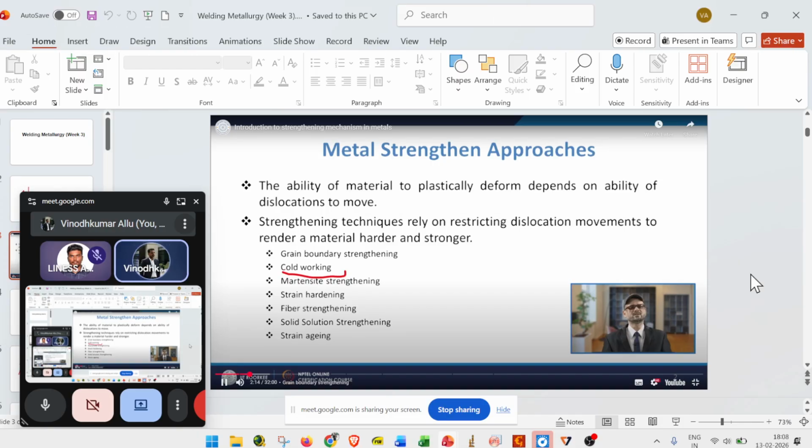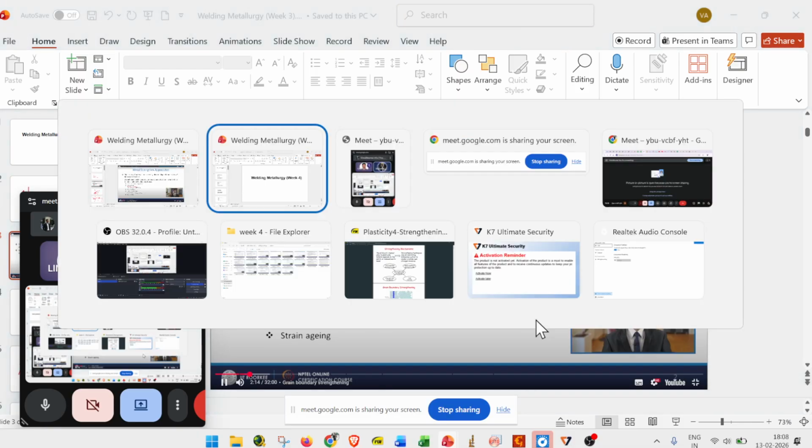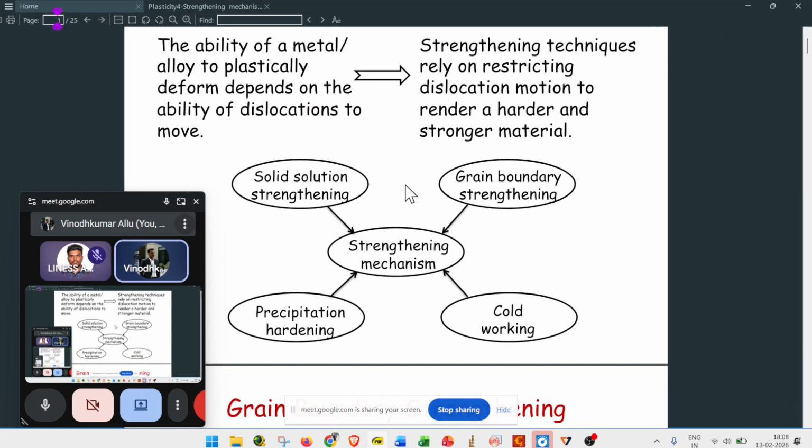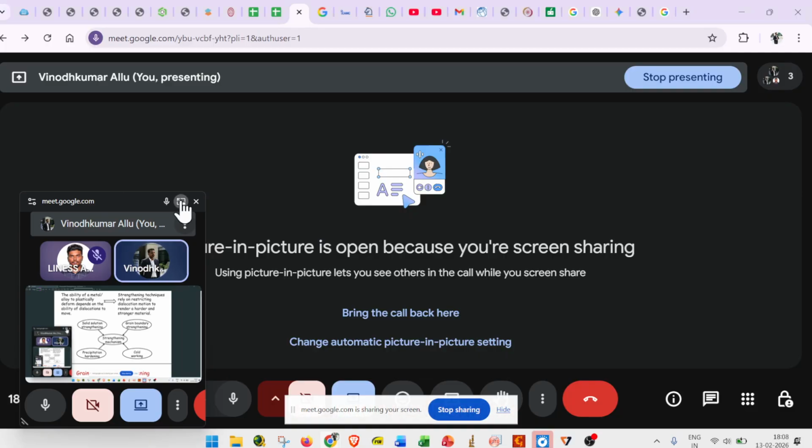And strain hardening, which is similar to cold working. And fiber strengthening: in the case of fiber reinforced polymers, or in a metal matrix, we can add fibers to increase its strength. Then solid solution strengthening and strain aging. These are some of the primary ways of strengthening we can achieve here.